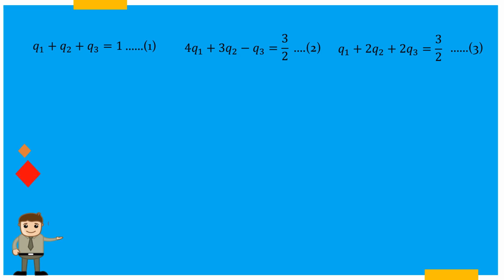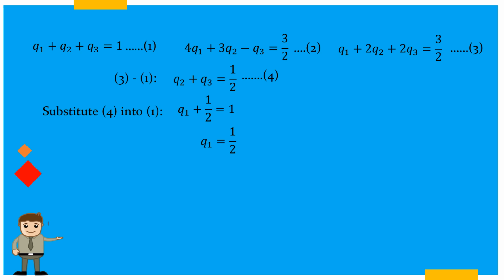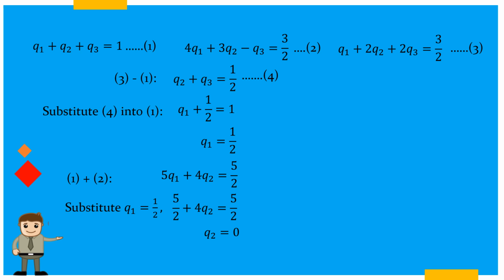The values of q1, q2, and q3 are obtained by solving the three simultaneous equations. Subtract equation 1 from equation 3, and we have the values substituted into equation 1. We have q1 equals half. Equation 1 is added to equation 2. We substitute q1 equals half. Thus, q2 is 0 and q3 is half.